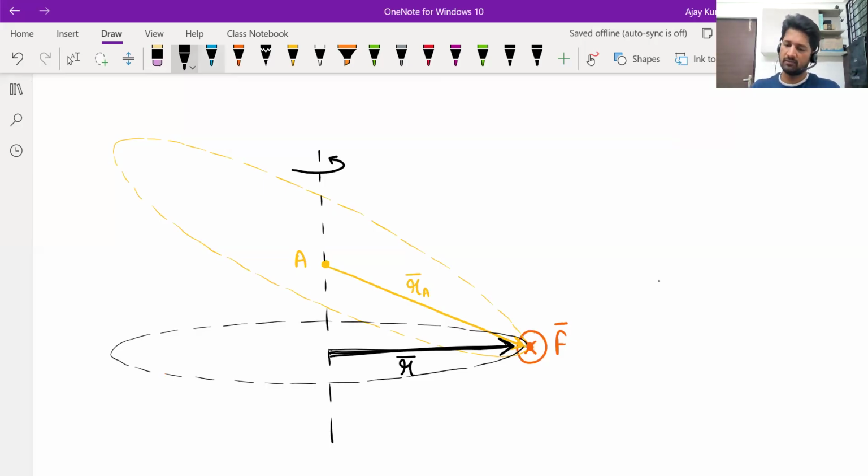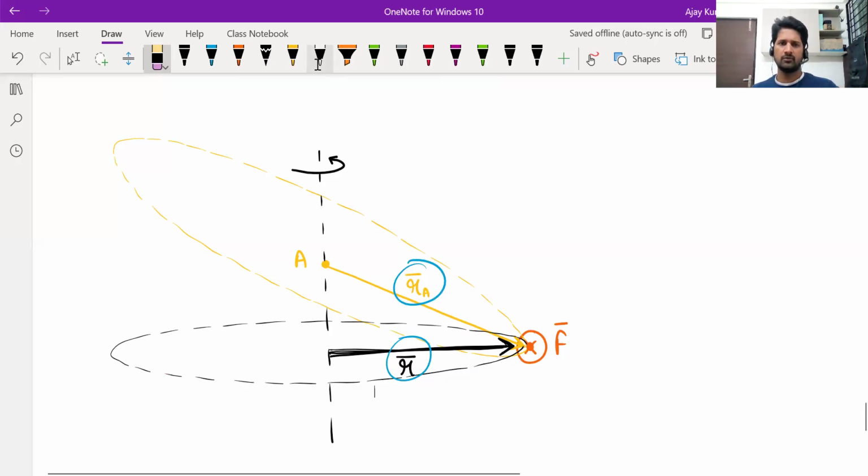But there is a relation between RA and R. It's like R is the component of RA. Which component? X component. Is that clear or not? Are you all able to visualize that? That R is the X component of RA. Yes or no? Yes. It is.